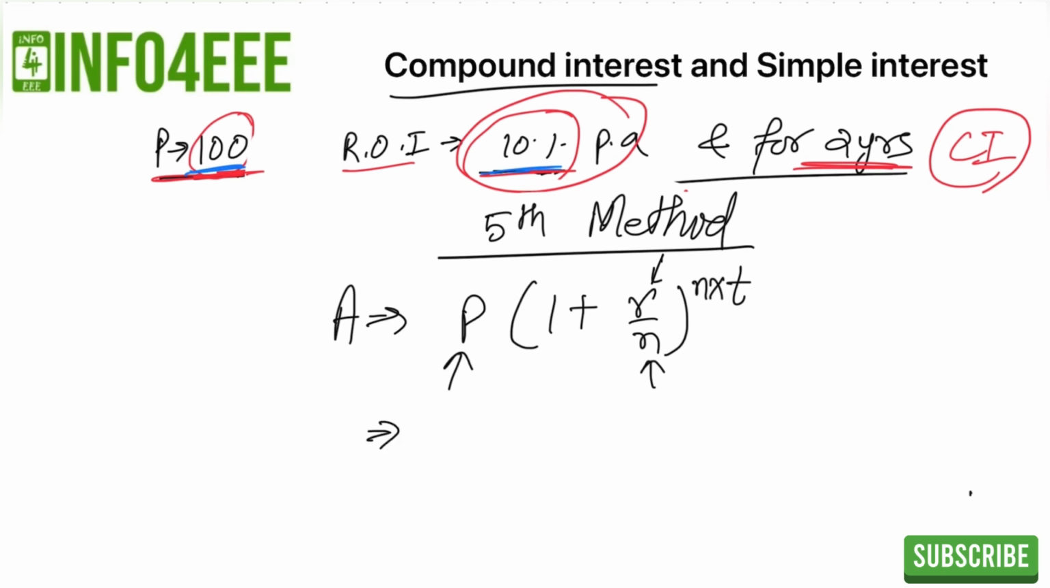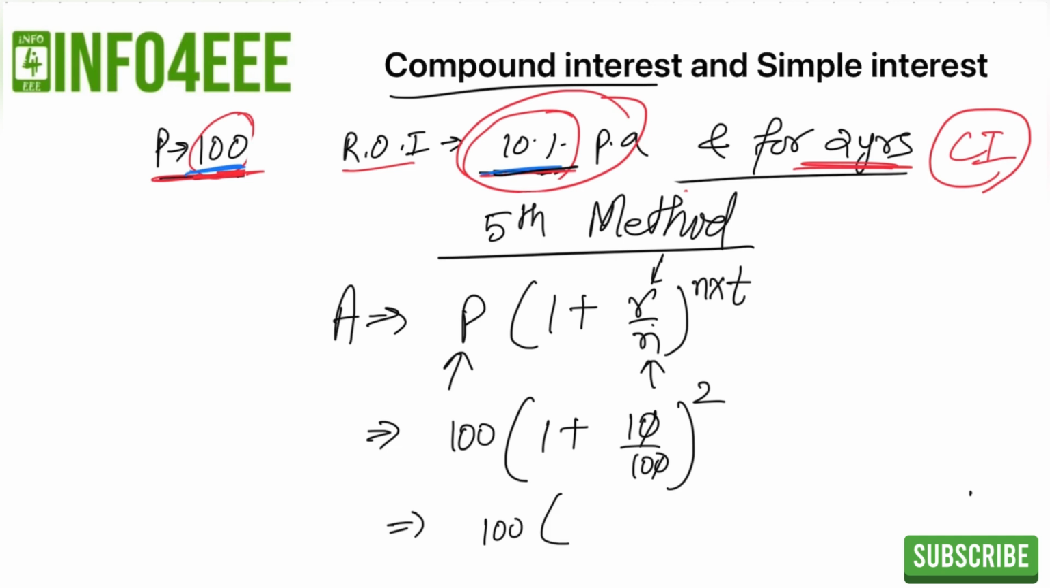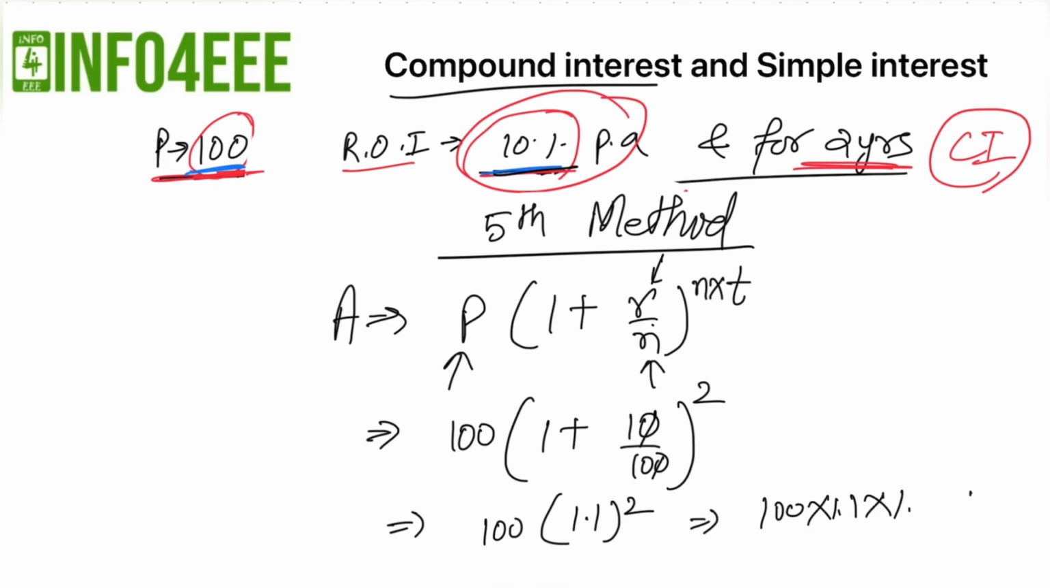Now in our case, the principal is 100 rupees. We are going to invest. So this is 10% per annum. But in order to remove the percentage, we need to divide it by 100. So 10 by 100, and n is 1 because it is going to compound annually once, and time is 2 years. So if you just solve this, 0.1 plus 1 is 1.1 whole square. This is 100 into 1.1 into 1.1. So this is 121. So after 2 years, you will get 121 rupees.